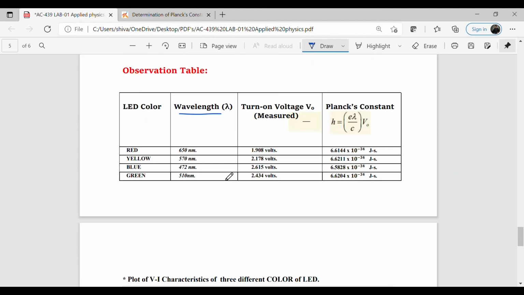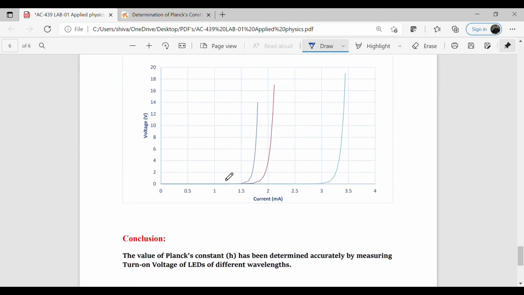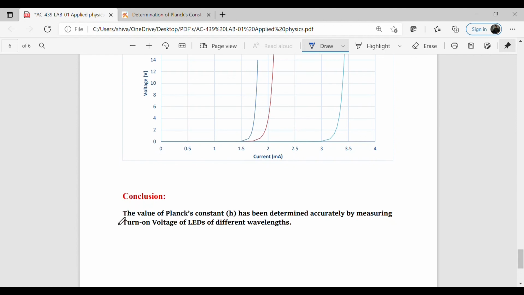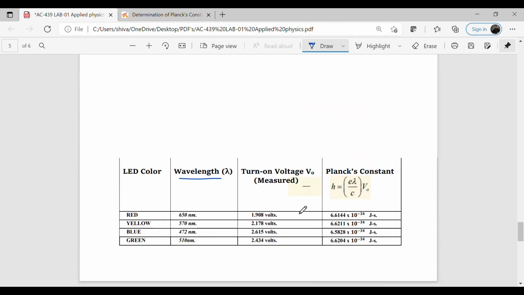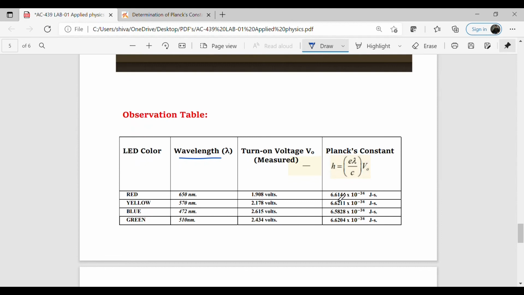Then we have plotted the IV graph for the same, and we can come to the conclusion that the value of Planck's constant h has been determined accurately by measuring the turn on voltage of LEDs of different wavelengths. As you all can see, we are getting an accurate value to 1 decimal point, and the power of 10 to the minus 34 is constant for all the colors. So we can say that our experiment is successful. Thank you.